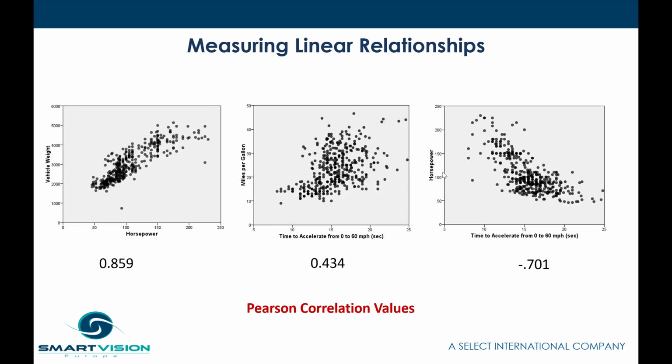And then we have a negative relationship when we look at horsepower against time to accelerate. It's basically saying, look, if you've got a car that's got really good horsepower, it doesn't take you very long to accelerate from 0 to 60. Whereas if you've got a car with very low horsepower, it takes you longer. It's a negative relationship. As one value increases, the other value decreases. It would be exactly the same if you're looking at things like the relationship between blood alcohol level and reflex reaction time.